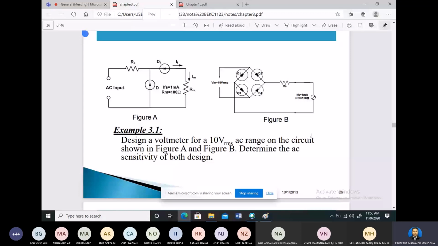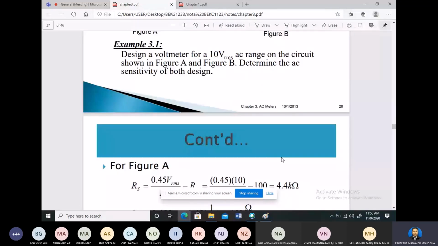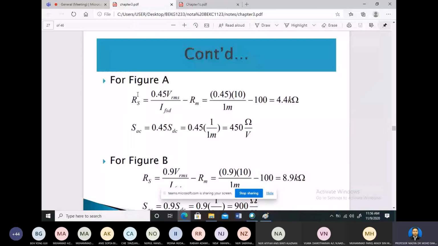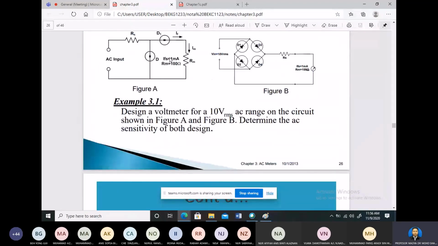And the sensitivity for half wave AC equals 0.45 multiplied by the DC sensitivity. This is different, the first step. You can automatically use the formula. First you can calculate the multiplier resistor. That is the formula I mentioned to you: 0.45 multiplied by VRMS, where VRMS equals 10, divided by the full scale deflection of 1 ampere, which is given here.